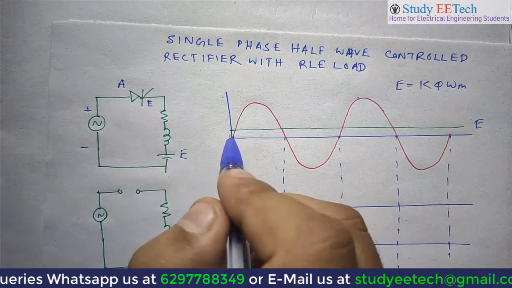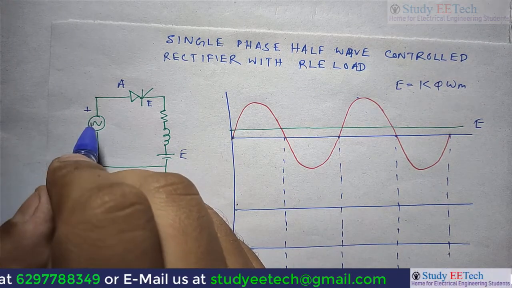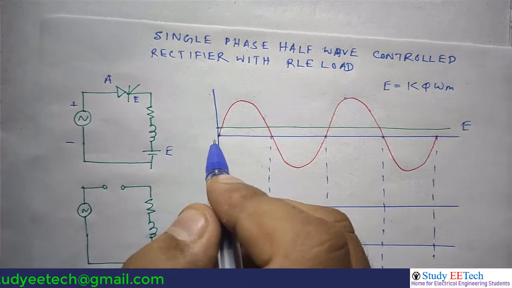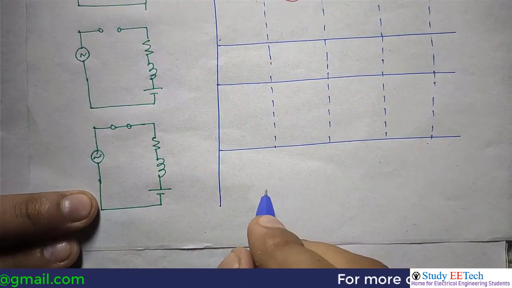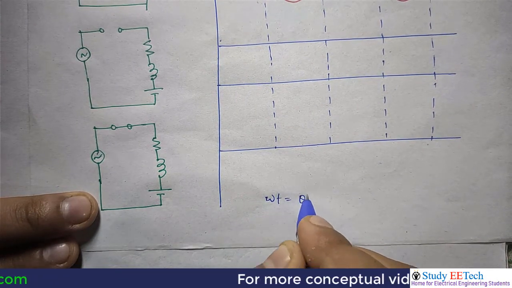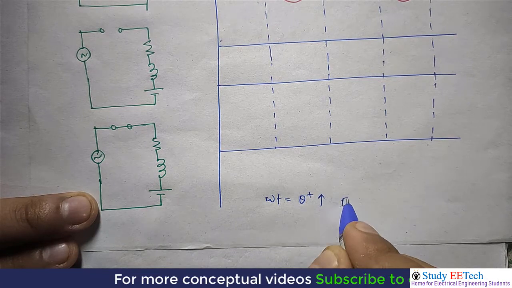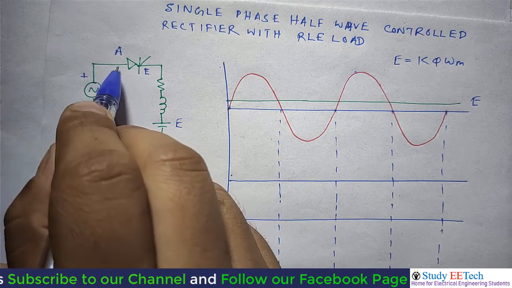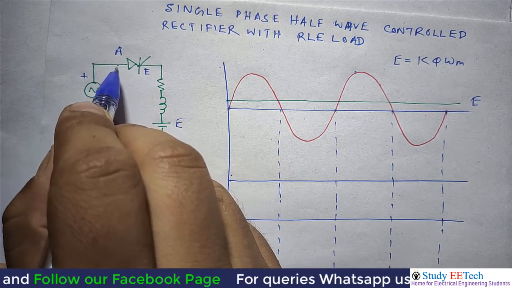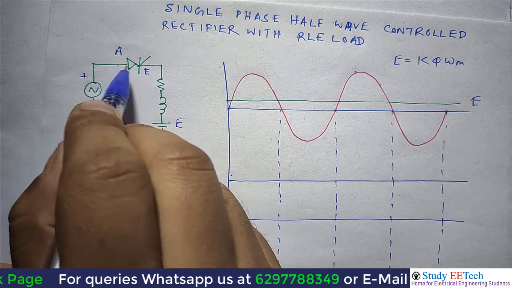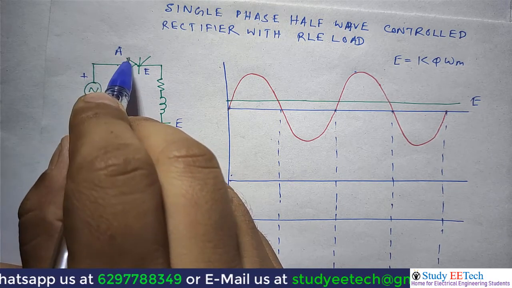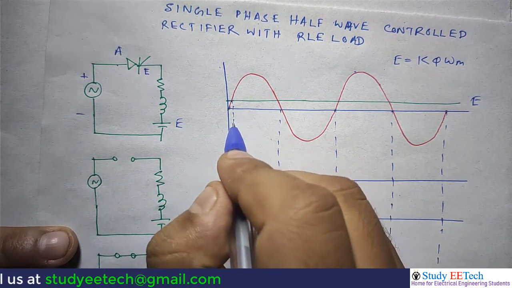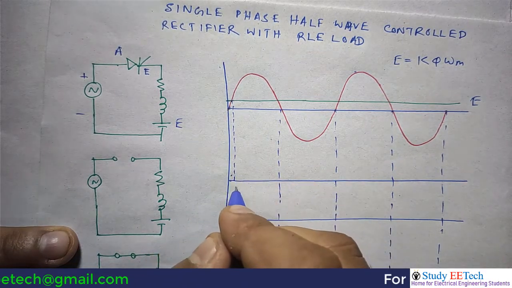Because at omega t equal to 0, this voltage is equal to 0, and right after that, at omega t equal to 0 plus, it is approaching E. So the moment Vm sin omega t becomes equal to E, that means this point's potential becomes equal to E, the voltage across the thyristor is 0. Let us say that point is theta. We are showing it here. This point is theta 1. This is a very small one actually, theta 1.